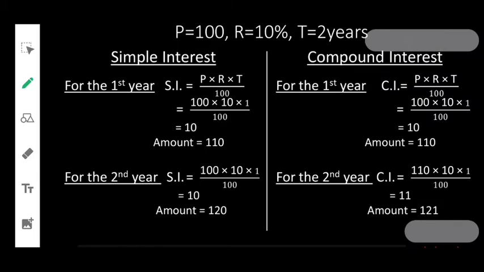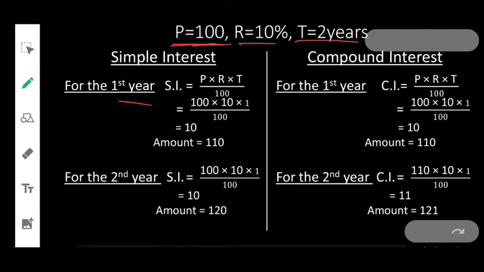Let's say you have borrowed 100 rupees from your friend at an interest rate of 10% per annum for 2 years. So principal is 100 rupees, R is 10%, and T, or time, is 2 years. Now we'll calculate the simple interest as well as compound interest for the same.